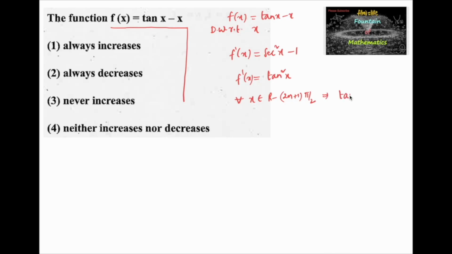So we can say tan square x is always greater than or equals to 0. So therefore we can say that f dash of x is greater than or equals to 0, which indicates that f always increases. So we can go with option 1, always increases.